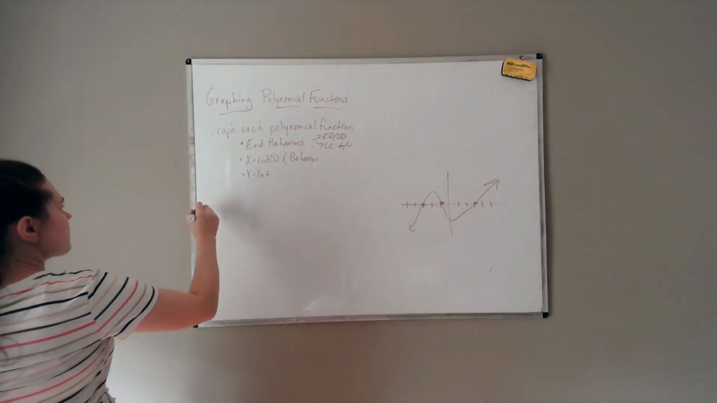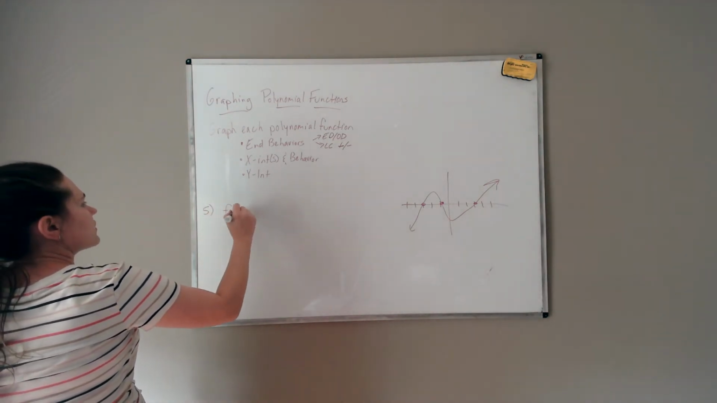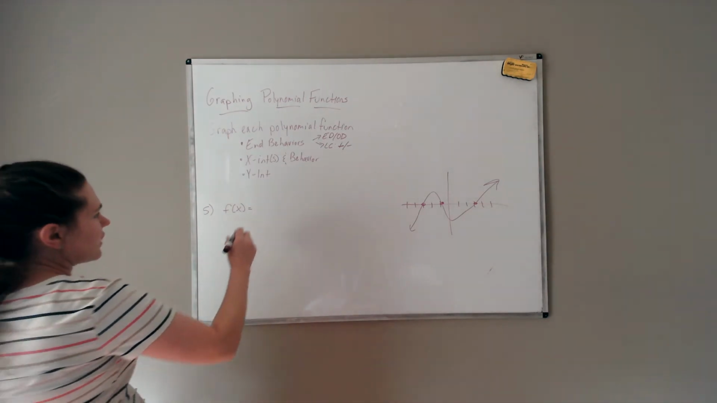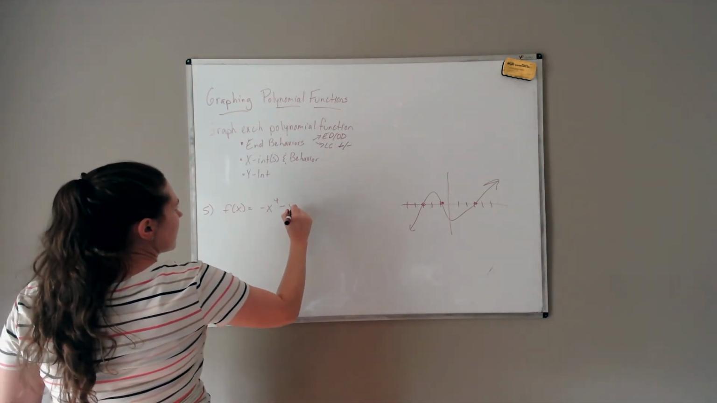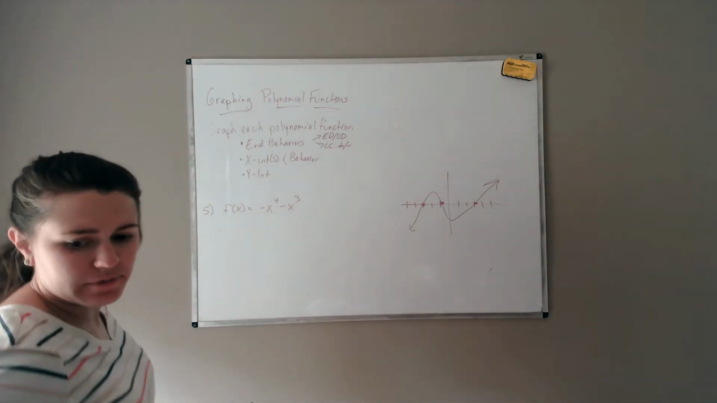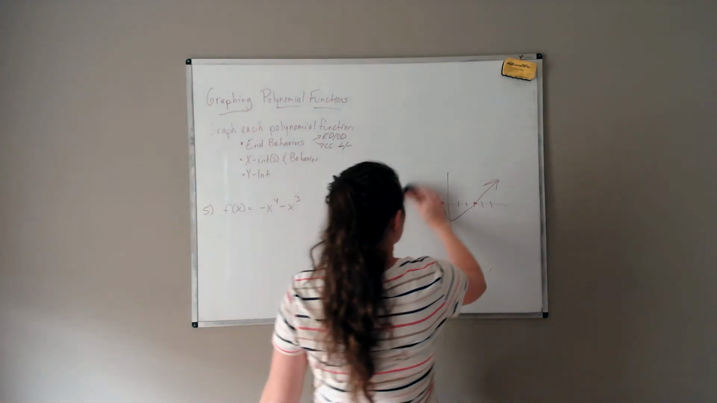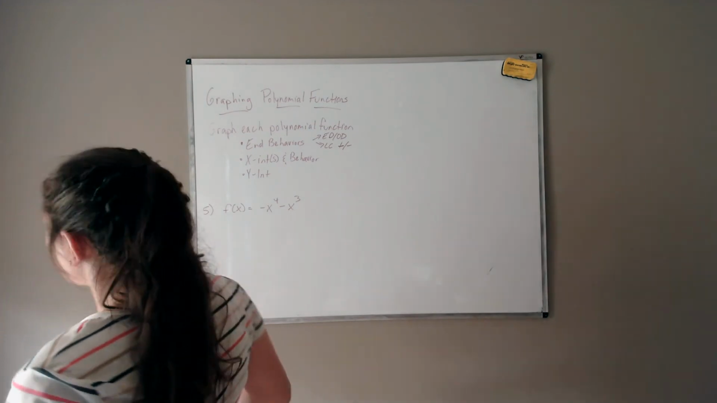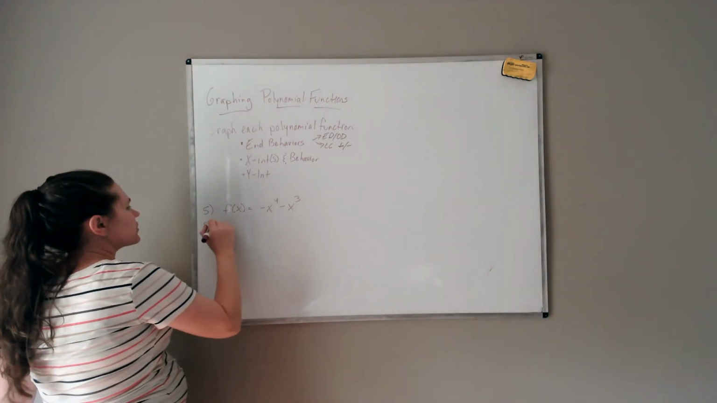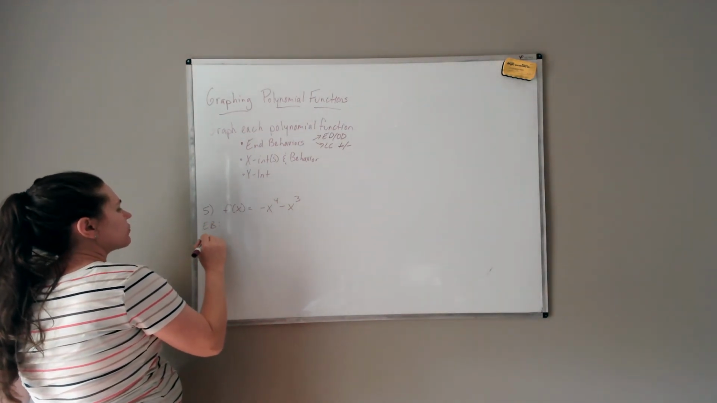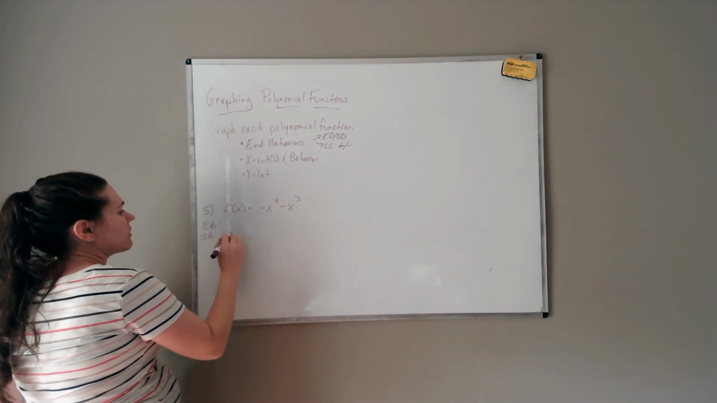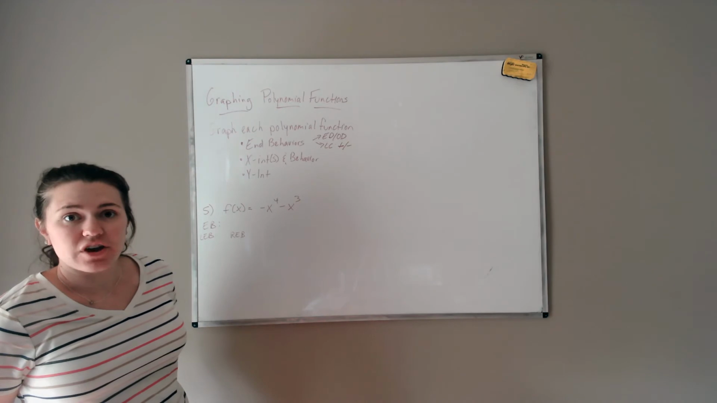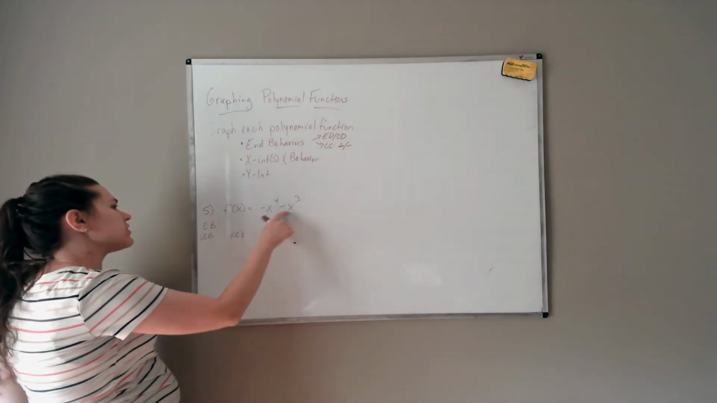Number 5, f of x equals negative x to the 4th minus x to the 3rd. Okay, so we start by getting the end behavior. Notice we're in standard form. I like standard form better for getting the end behavior, but standard form is not going to help us when we have to get our x-intercepts. So this is in standard form.